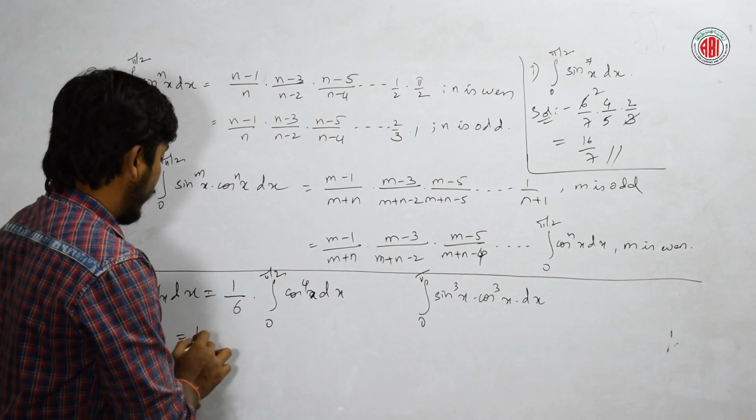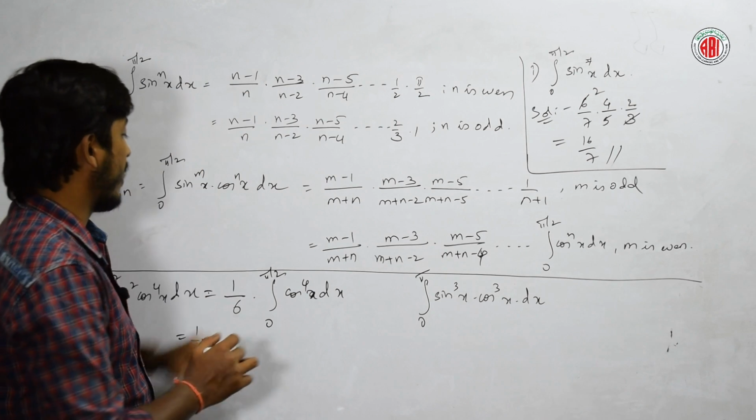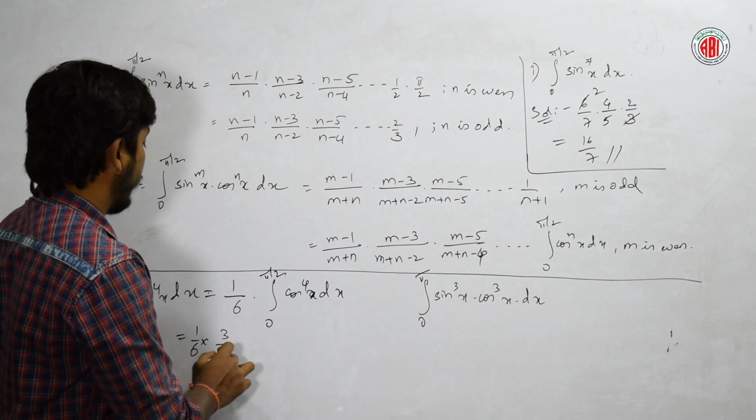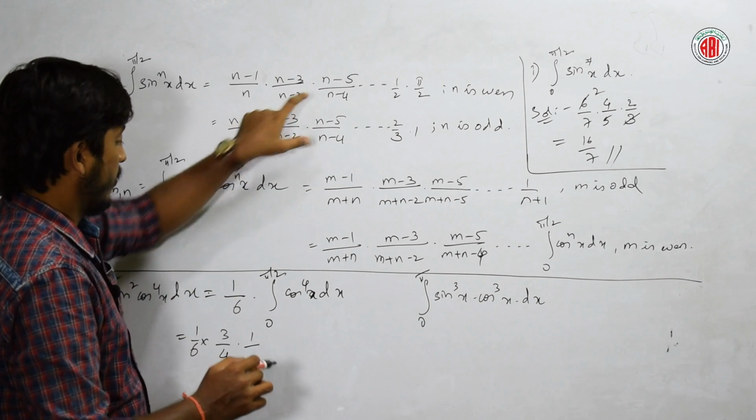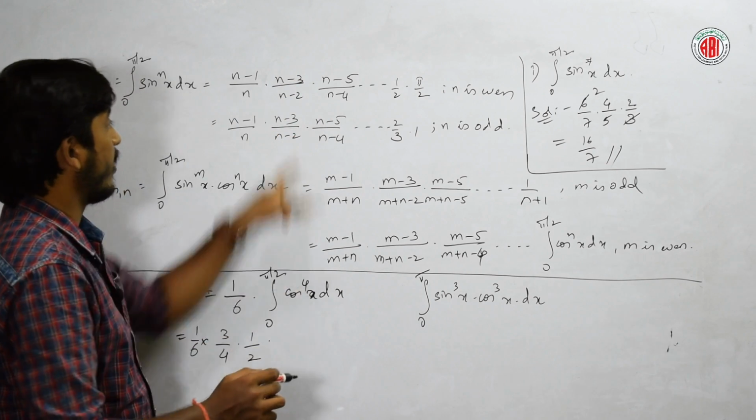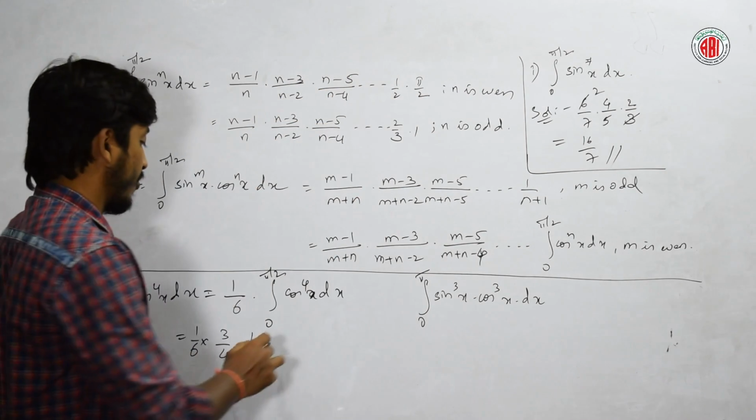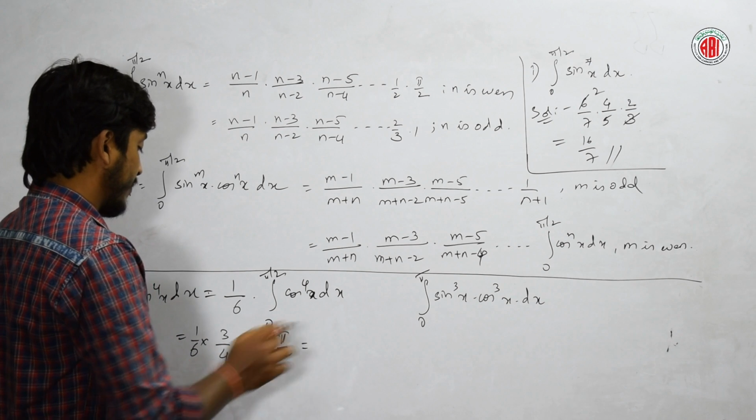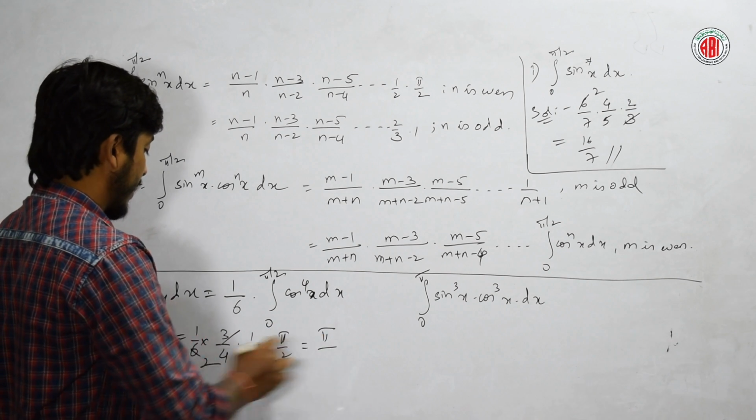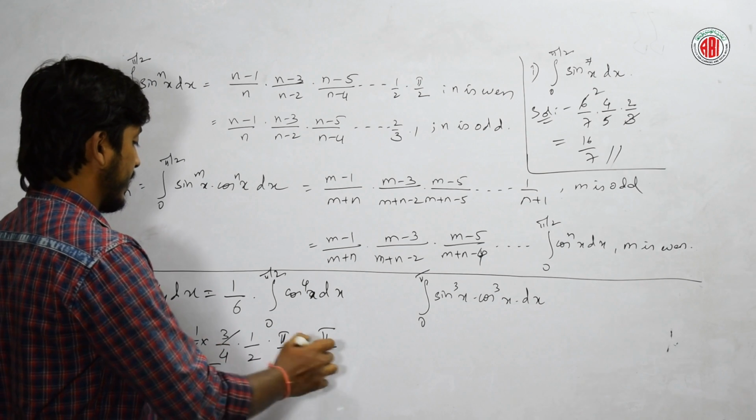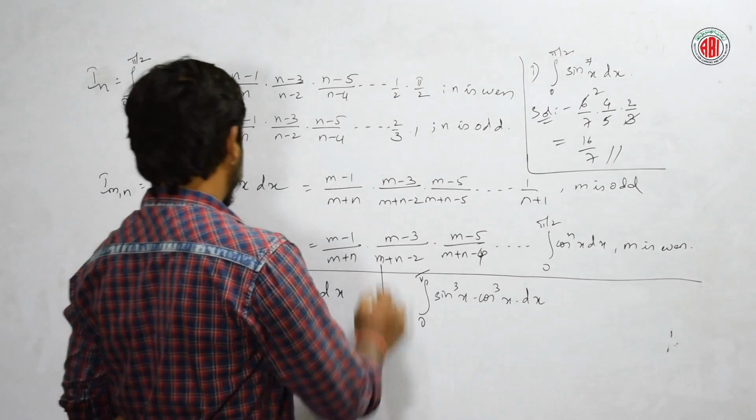What do we get? 1 by 6 into, here n is even, n minus 1, 3 by 4, into n minus 3, 1 by 4 minus 2 is 2 again. 4 minus 5, it's not possible. We directly got 1 by 2 and next we have to write pi by 2. This is my answer. 3 ones are 3, 2 twos are 4, therefore we will be left with pi by 4. 2 twos are 4, 4 twos are 8, 8 twos are 16, 16 twos are 32. Right? This is the simple answer.